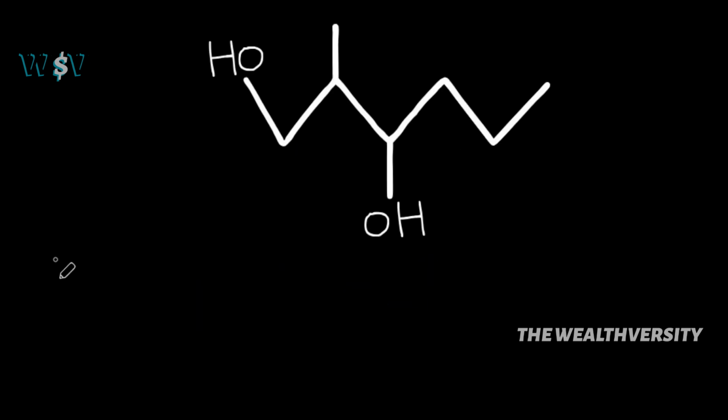Here is another example for naming alcohols. Always start by numbering the compound. We have 6 carbons in the parent chain, so hexane is the parent name. Now we see that we have a methyl group at carbon number 2 and 2 hydroxyl groups, one at carbon number 1 and another at carbon number 3.